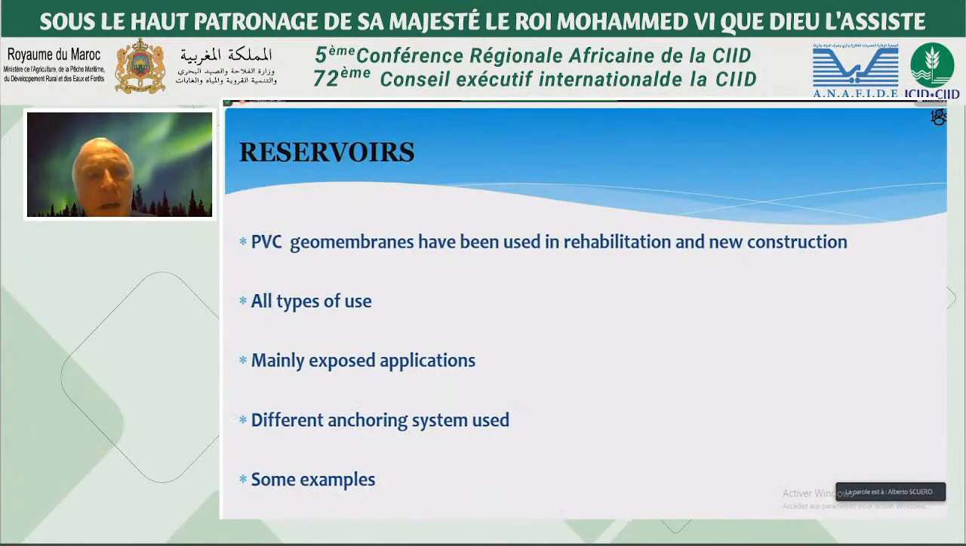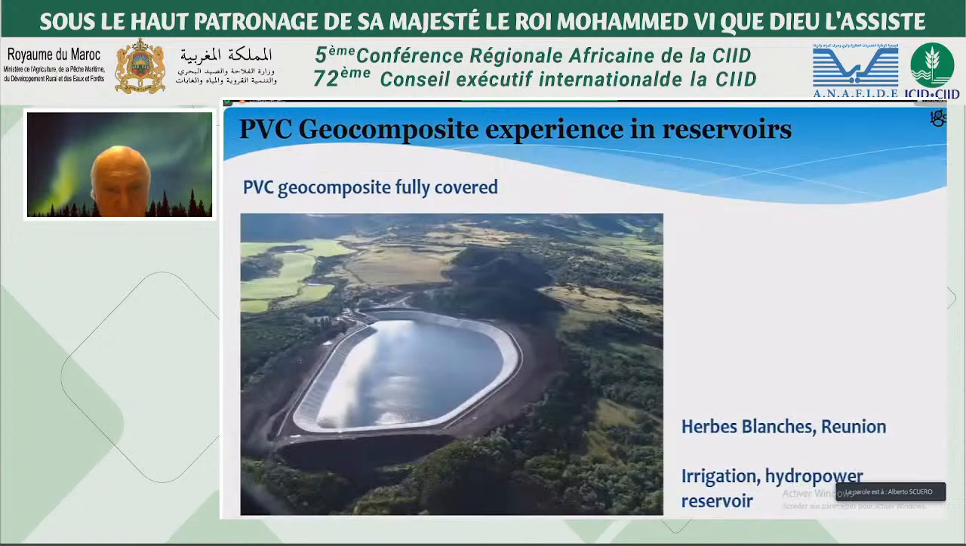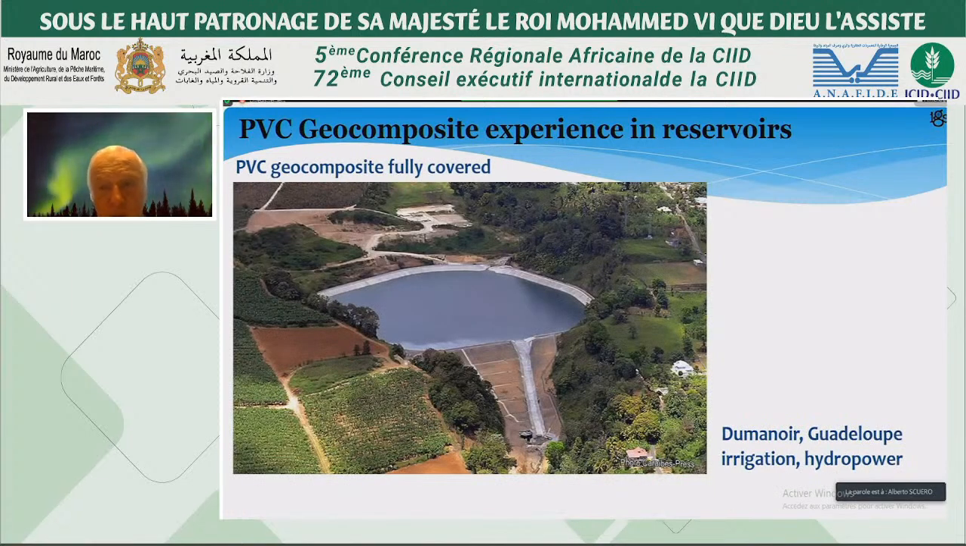In reservoirs, PVC geomembrane has been used in rehabilitation and new construction. All types of use of reservoir have been enjoying the geocomposite. Mainly exposed application and different anchoring systems used. We have the case of a drinking water reservoir in Florida, United States, or for irrigation and hydropower in Reunion, or for irrigation and hydropower in Guadeloupe in Central America.